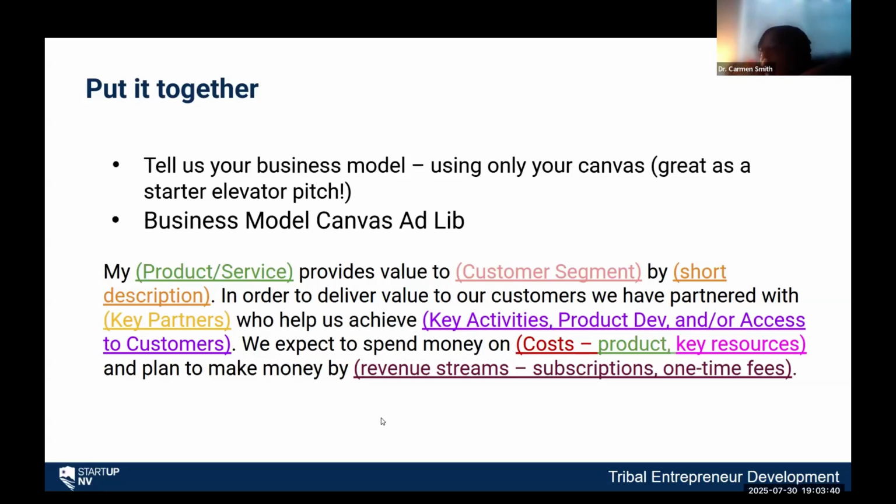My expressive art classes provide value because I am local and I go to people. In order to deliver value to our customers, we have partnered with Nevada Mental Health Association and art supply merchants who help us achieve, that's where I got stuck. So wait, if I may, you have two different types of key partners there. Let's separate them. So say one key partner and one key activity.